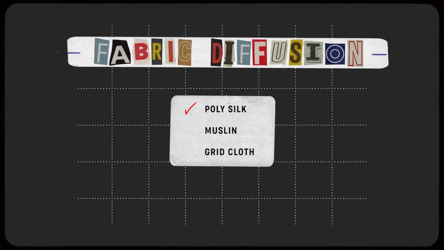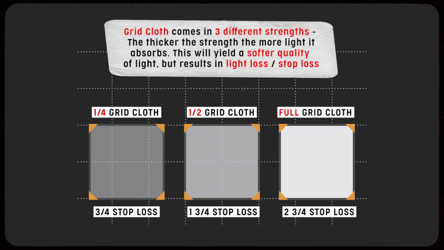One of my favorite kinds of diffusion is fabric diffusion. Fabric diffusion is a category that includes anything that's made out of a fabric material. Anything from a silk, muslin, grids, any of these tend to be what I gravitate towards because I feel like they produce a really beautiful quality of light. And what I love about a lot of these different kinds of fabrics is there's actually different strengths. In one instance, one of my favorites is grid cloth. What's nice about grid cloth is depending on what your source is, you can always go up or down in the strength.